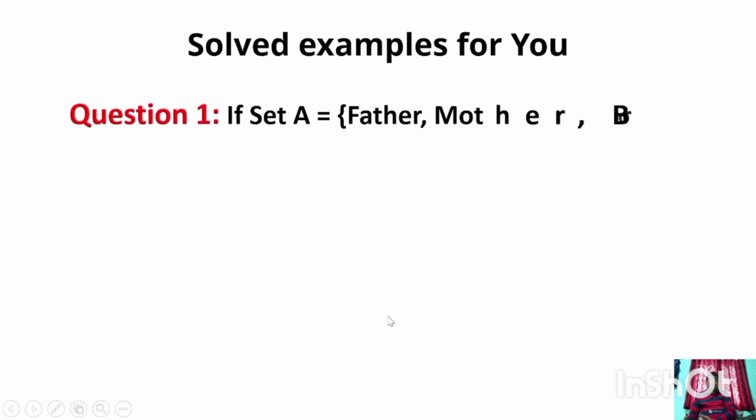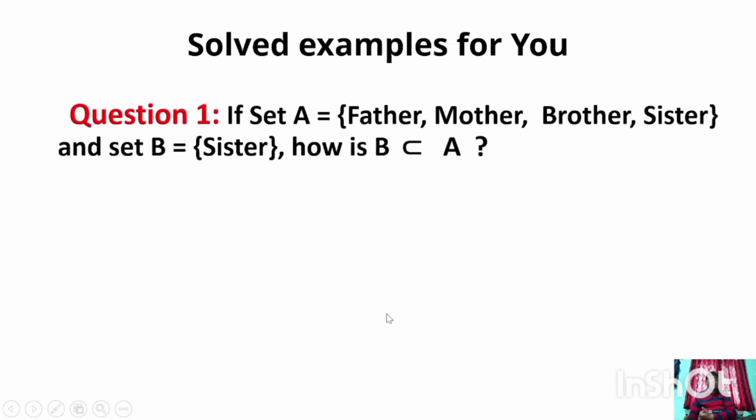Okay, here is an example I have discussed. Suppose a set A is father, mother, brother, sister. This is a family. The set A is the family members. Set B is the sister. Can you say how B is a subset of A? Look here. Because the set B, sister, is a part of the family members. Yes or no?